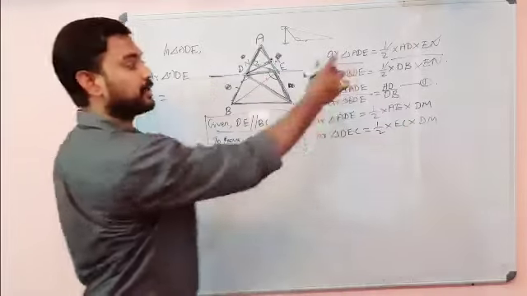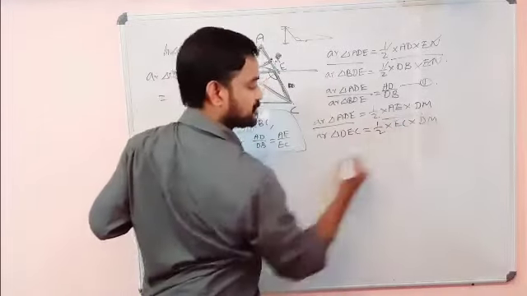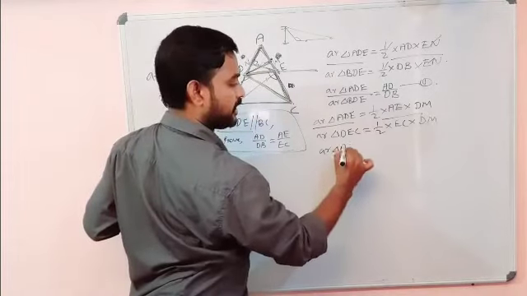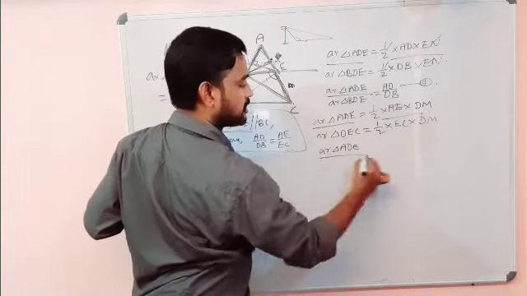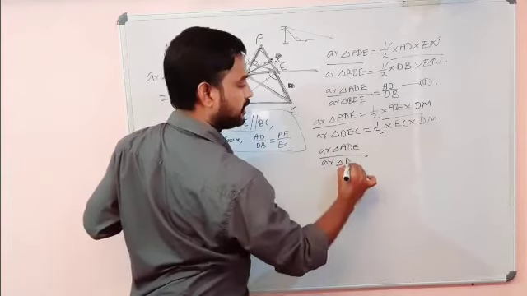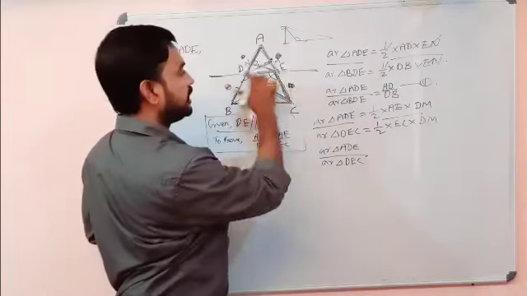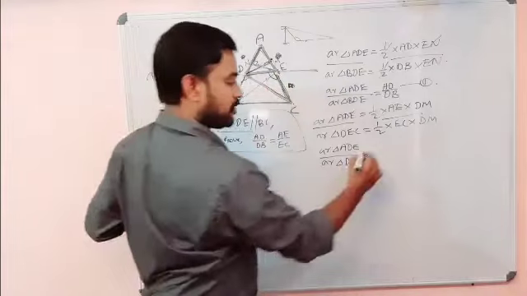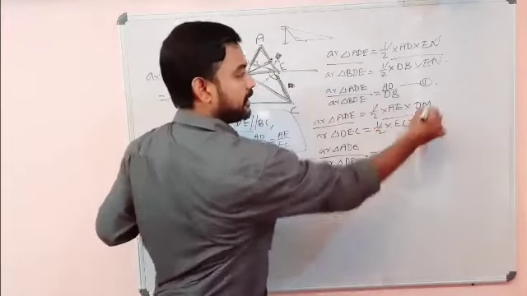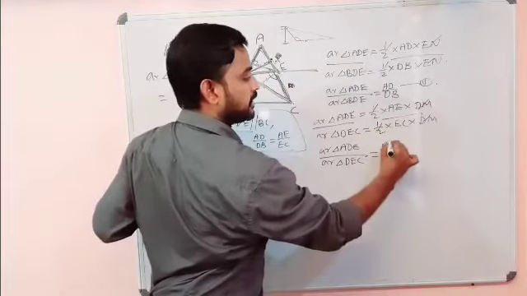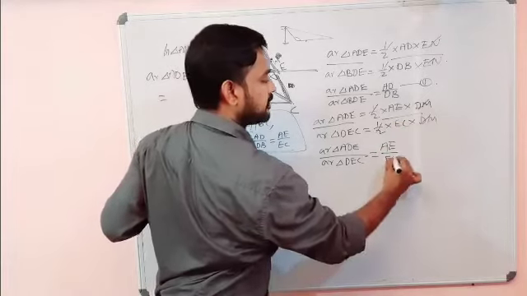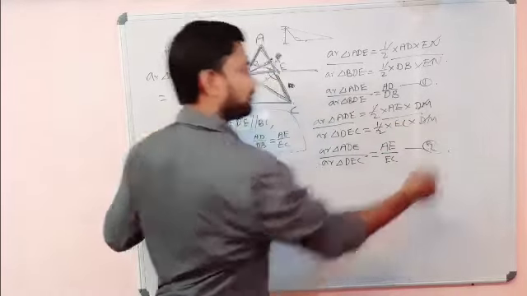Now as we did previously, we can divide these two values, which means the area of triangle ADE divided by the area of triangle DEC. So half cancels, DM cancels, and we get AE by EC. This is equation number 2.